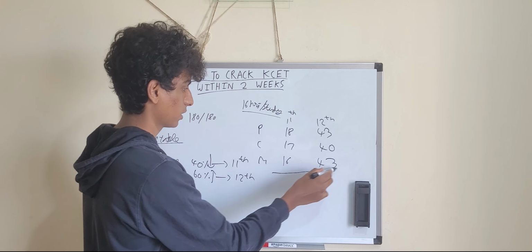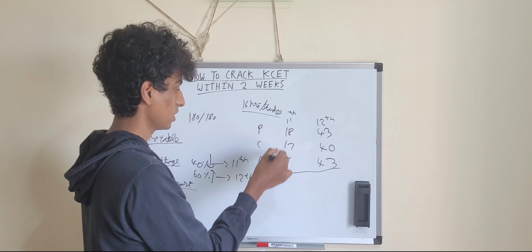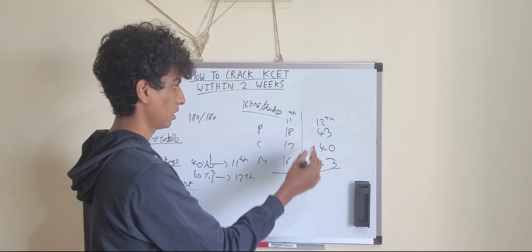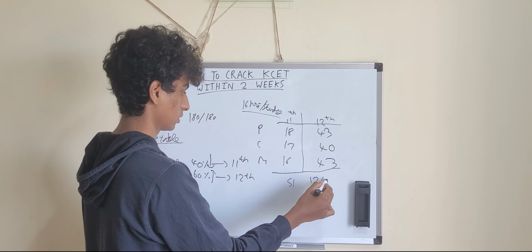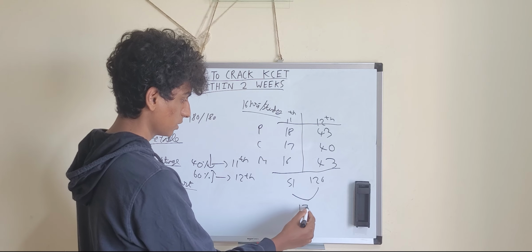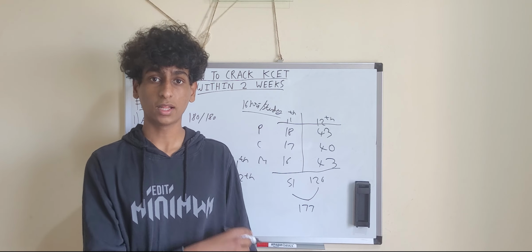Now if you add all of them together, for physics, chemistry and maths 11th grade, you're getting 51 marks. And for 12th grade, you're getting around 126 marks. Now if you add all this together, you're getting 177 instead of 180. That's why I told you can't completely rely on any weightage.